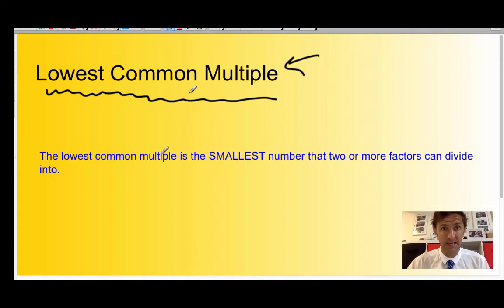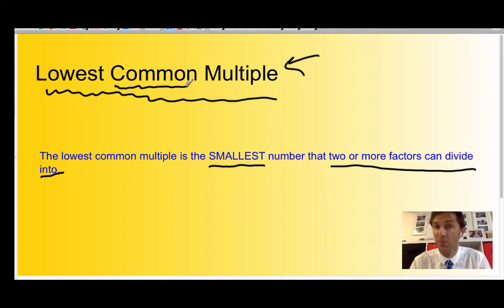And so when we say lowest, we're meaning the smallest. Smallest means lowest, so the lowest number. The common bit is that 2 or more factors can divide into it. So both factors can divide into it. That means that they're common. That's what's common about it. Common means the same thing. It's all the same, okay? So we're really looking for the smallest number that 2 or more factors can divide into.